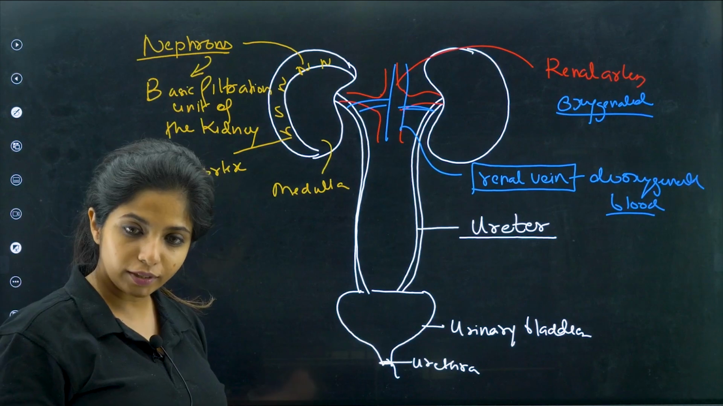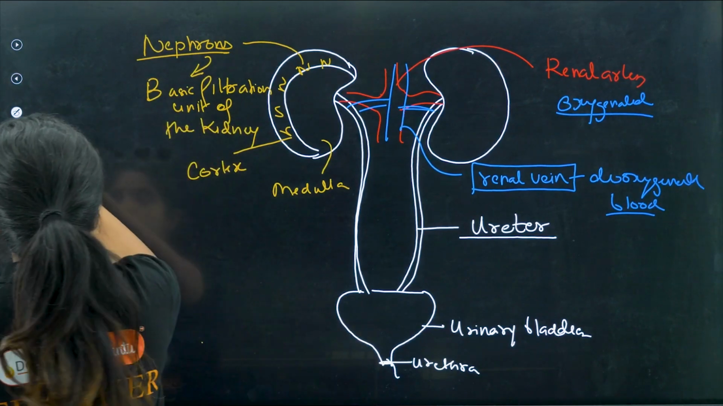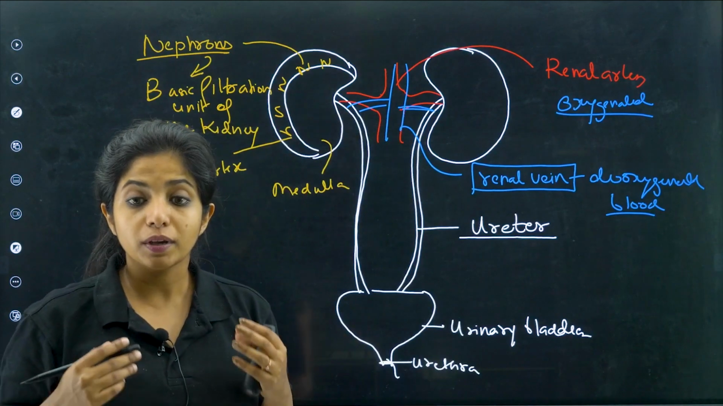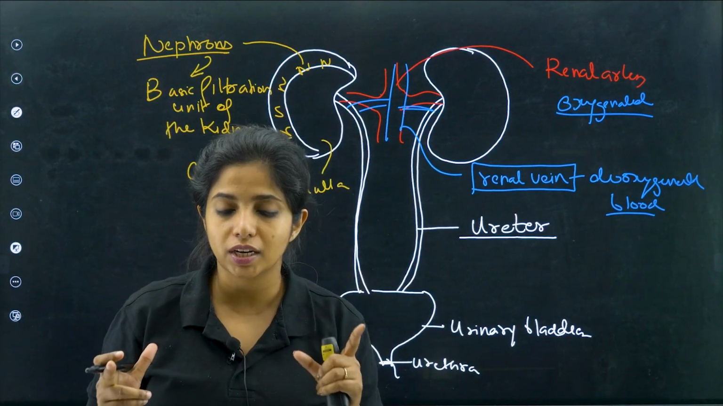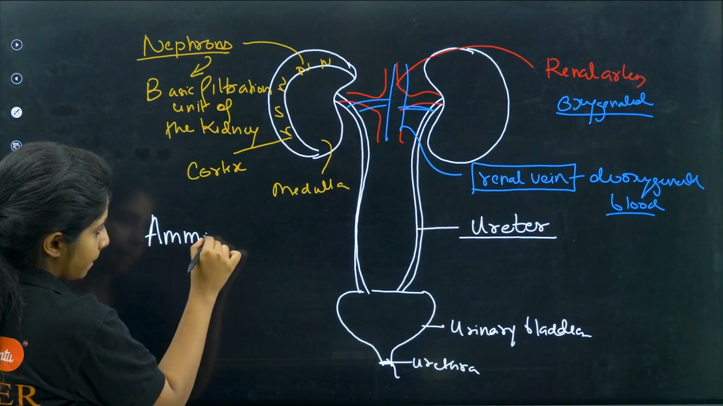Works? Cool? Anything else? One more thing. In which form, in human beings, in which form is the things being transported? What is the metabolic waste in our body? Usually it's ammonia. Actually it's ammonia.